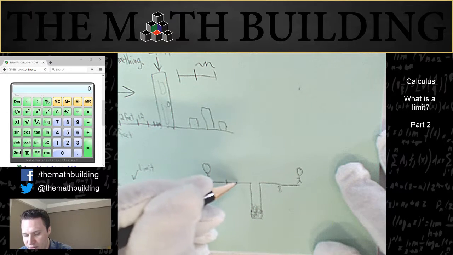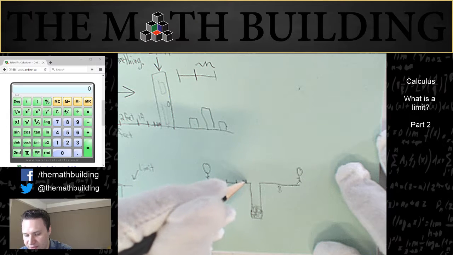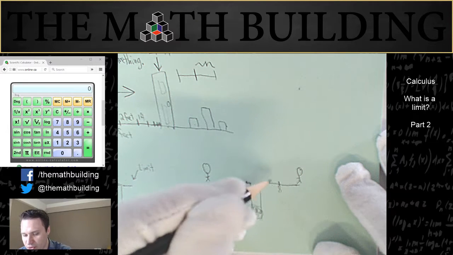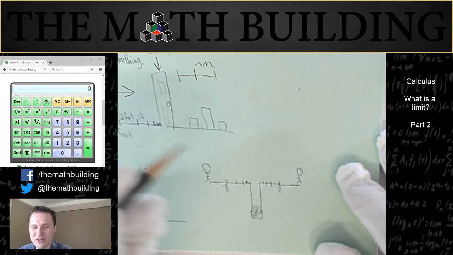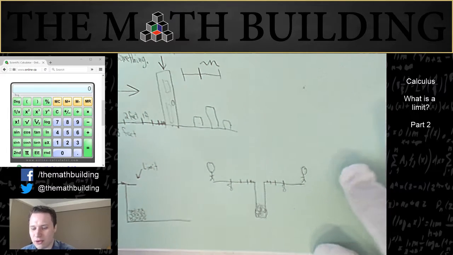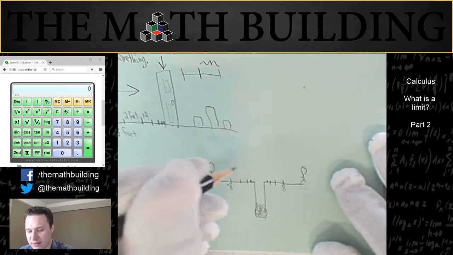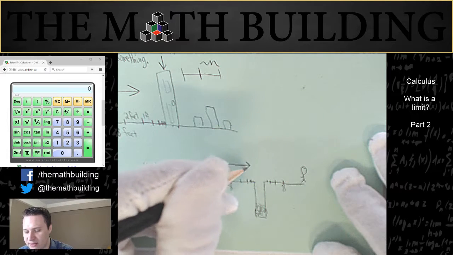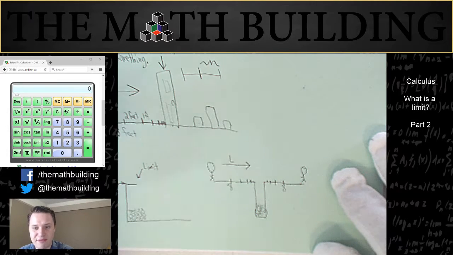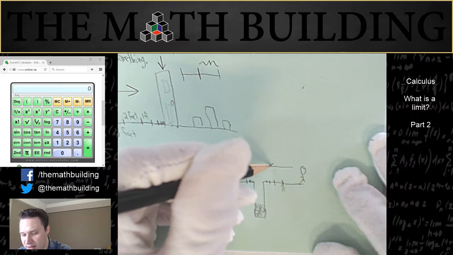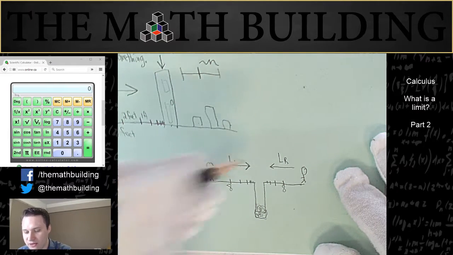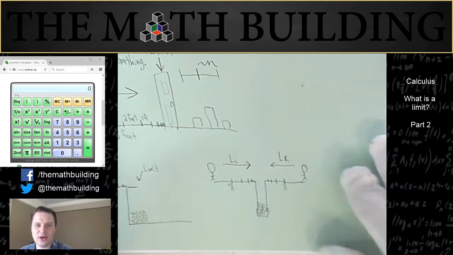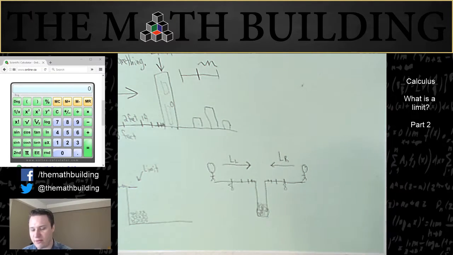So first day we walk 4 feet, 2 feet, 1 foot, half a foot. We're never going to get there. 4 feet, 2 feet, 1 foot, half a foot. We're never going to get there. So one thing that's important to notice here is that I actually have 2 limits. I have a limit as I approach from the left side, and I have a limit as I approach from the right side. So that's going to be an important idea. You can have a limit from either direction.